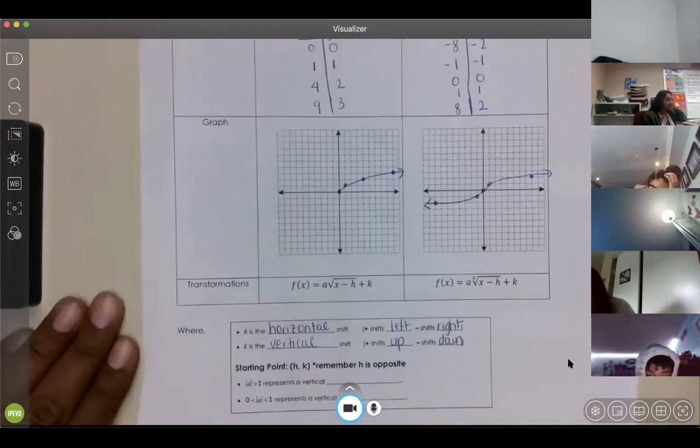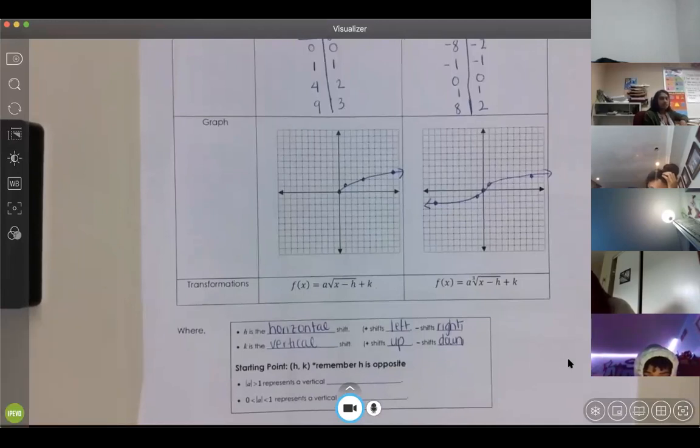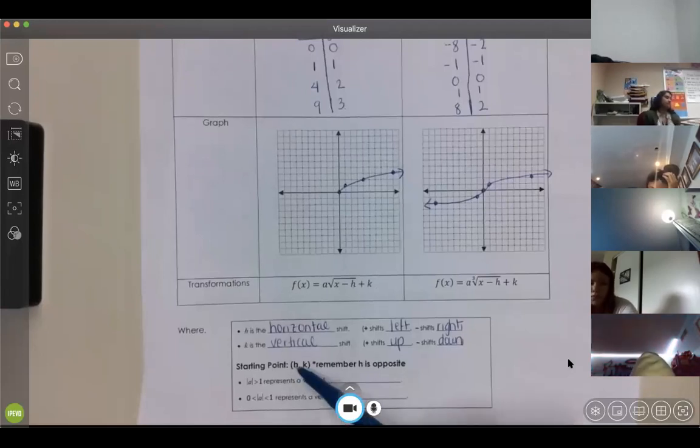Questions so far? All right, the last one is a critical point. We didn't really talk about this on Friday, but I introduced the idea. Your critical point is going to be helpful for your table of values today. The way you find your critical point is it's the point h comma k, where h is the opposite sign. So whatever your h is, just take the opposite sign, k stays the same.